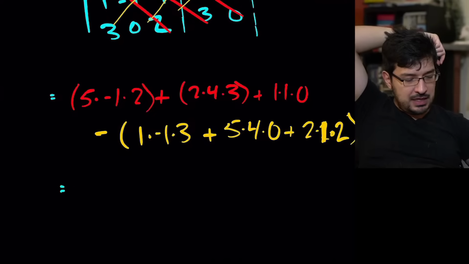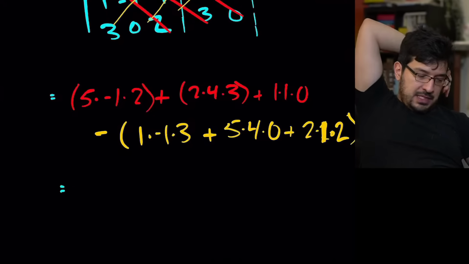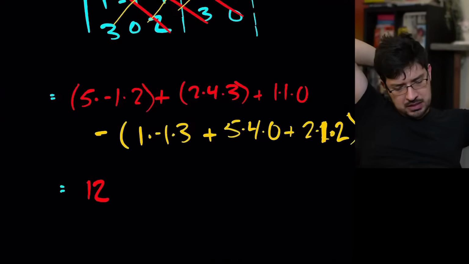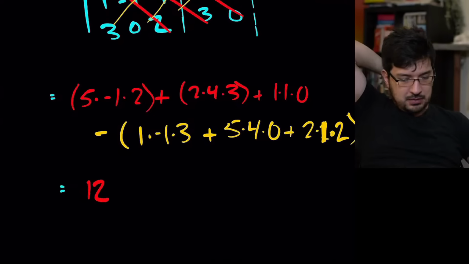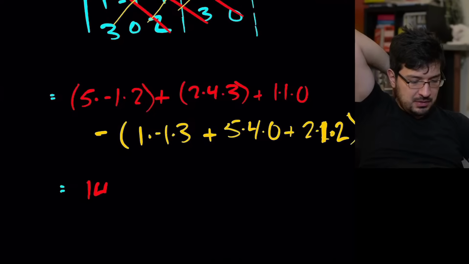I'm just being lazy, you know? So then this is negative 10 plus 24 is 12, I think. Is that right? Did I do that right? 24, yeah, 24 minus 10 is 14. What am I talking about? Yeah, 14. Here we go.